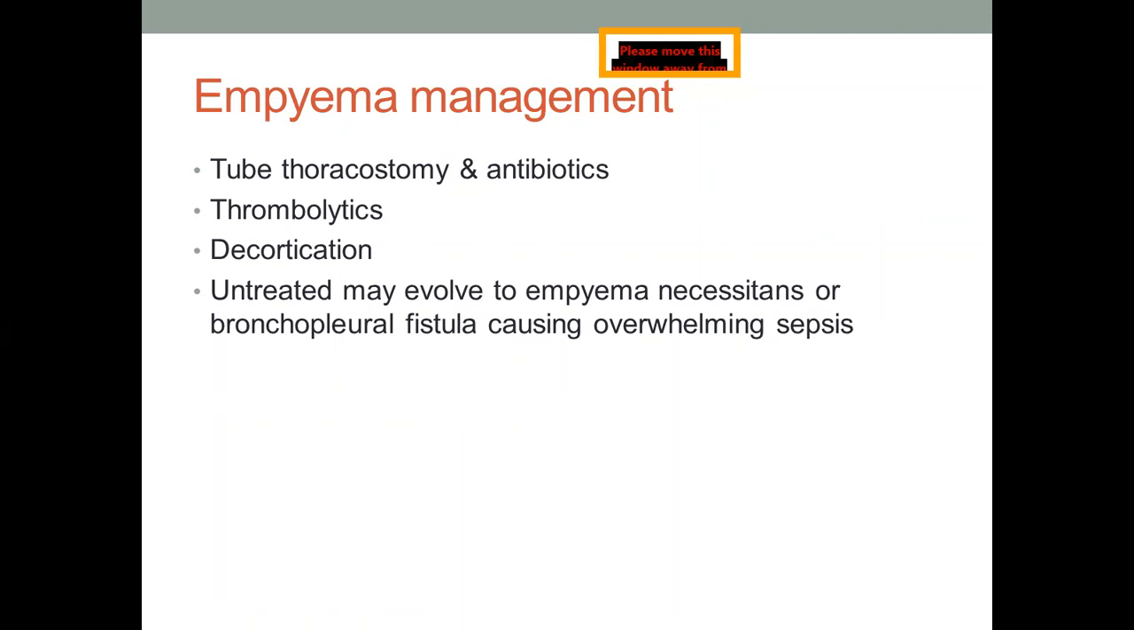Decortication is a procedure in which the loculation, septation, and debris are removed from the pleural space and the peel formed on the visceral pleura is removed. If empyema is untreated, then it can go into empyema necessitans or bronchopleural fistula and may go to sepsis.